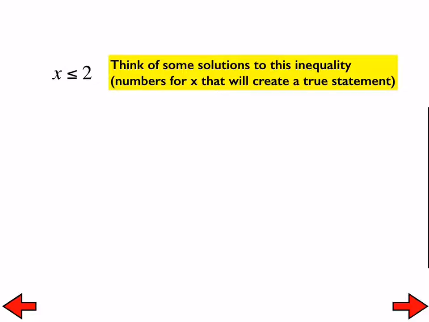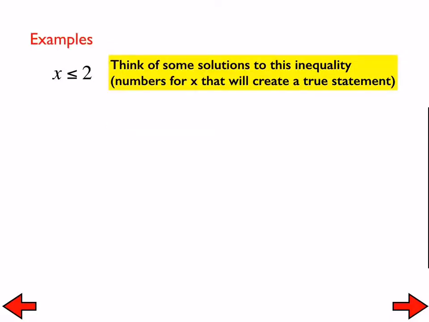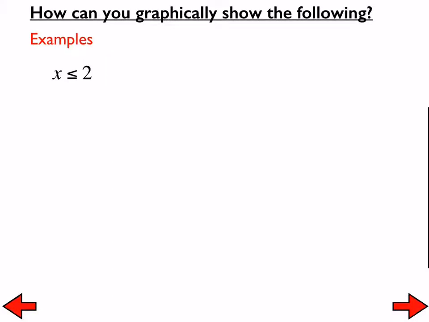Negative 73. So my next question is this. Those all are correct. How many solutions do you think there are? A lot, or an infinite number. And that's where the idea of graphing inequalities comes from. And so how can we show that by graphing or graphically?